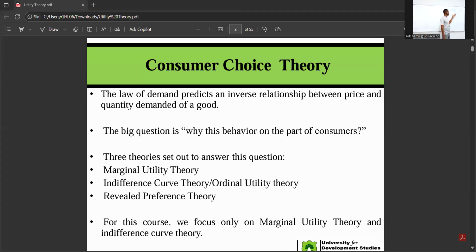According to them, they believe that in the near future, society out of technology will be able to develop an instrument known as a utilimeter, which will help us measure the satisfaction that individuals derive from consuming goods and services. And so using this utilimeter to measure satisfaction, it means we measure satisfaction in units known as utils.